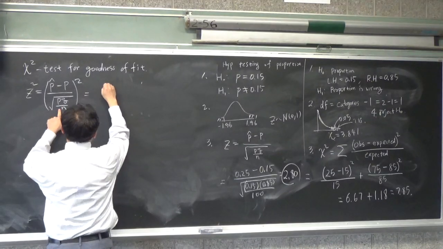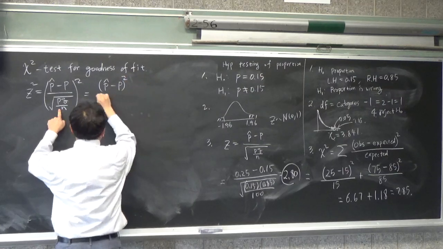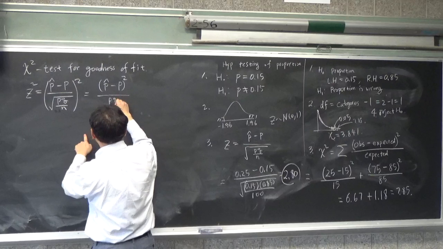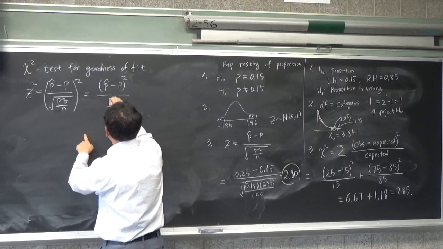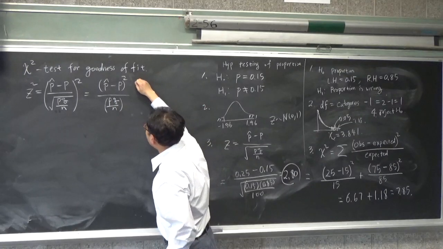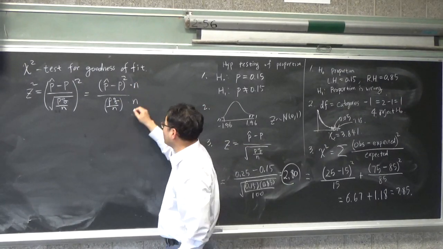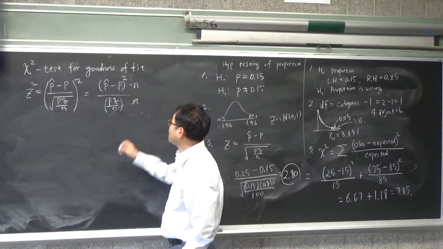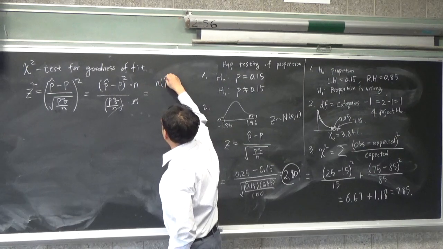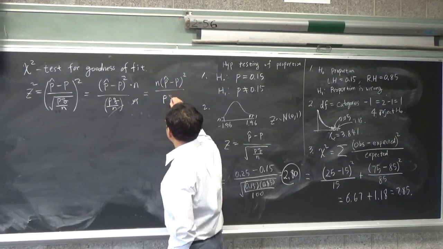What is this? This is (p hat minus p) squared over, squaring gets rid of the square root, so it's pq over n. And you have a fraction inside a fraction, so you can simplify it by multiplying top and bottom by n, which cancels the n in the denominator, which gives you n times (p hat minus p) squared over pq.